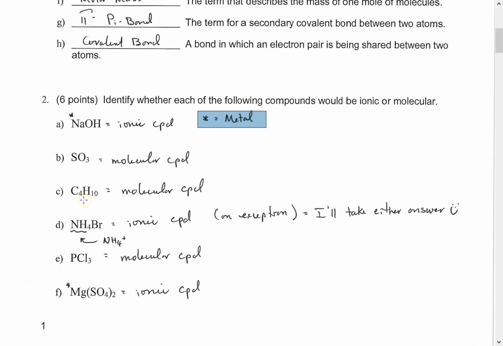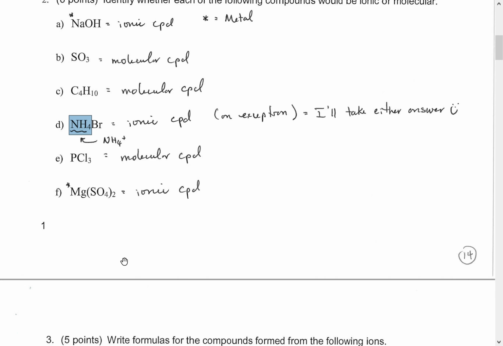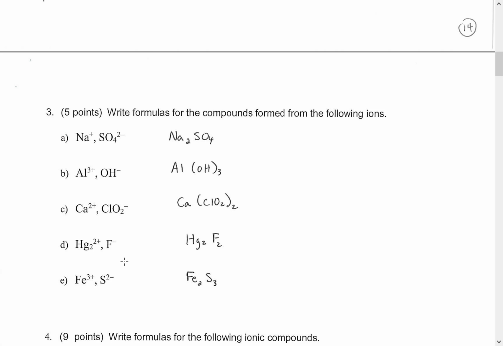We consider hydrogen for this purpose a nonmetal, so carbon and hydrogen are nonmetals, molecular compound. For D, I took either, but actually nitrogen and hydrogen would be nonmetals, and bromine's also a nonmetal, but as we found in this course, NH4 is ammonium, so this is an ionic compound, but I would take either. E, phosphorus and chlorine are both nonmetals, so molecular compound, and for F, magnesium's a metal, so that makes it an ionic compound.